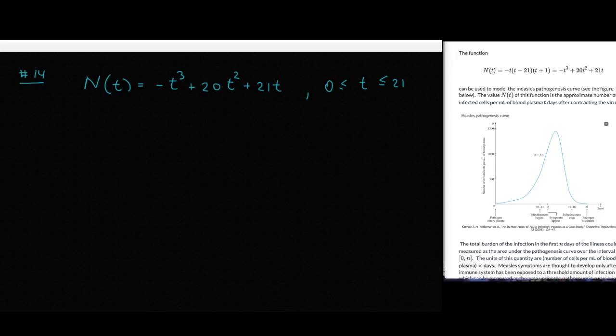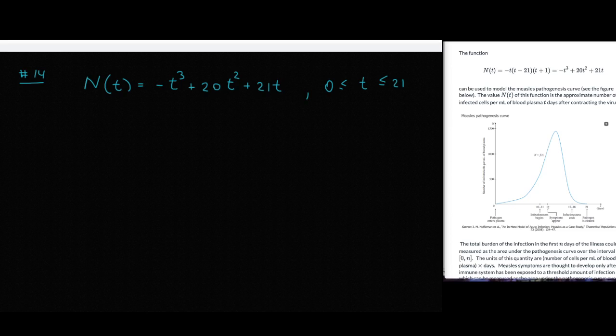In problem number 14, we are looking at a function, n of t, which is the measles pathogenesis curve, which gives us the approximate number of infected cells per milliliter of blood plasma t days after contracting the virus for a typical patient. And what we are asked to calculate is the total burden of the infection. Now, the total burden of the infection over the period of the first n days of the illness could be measured as the area under this curve.